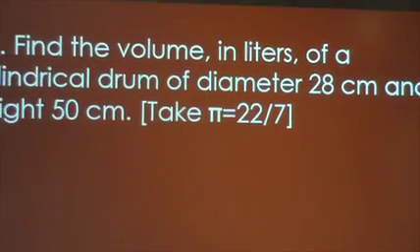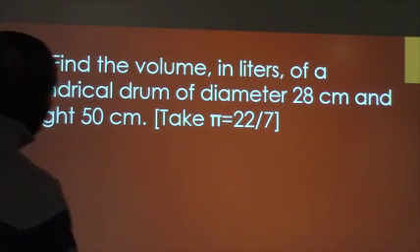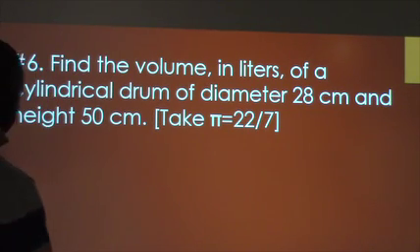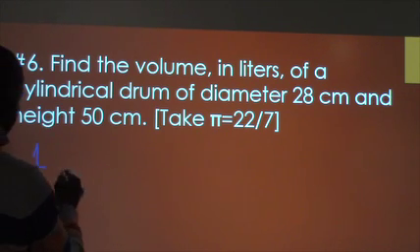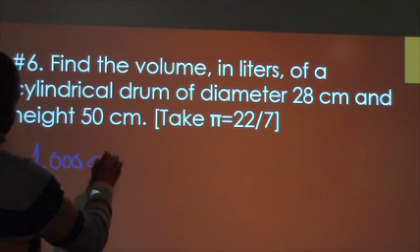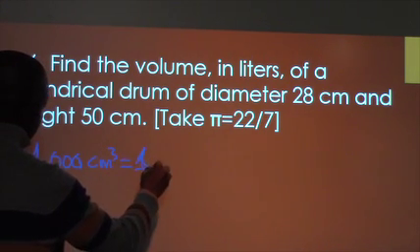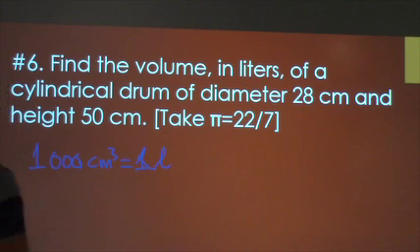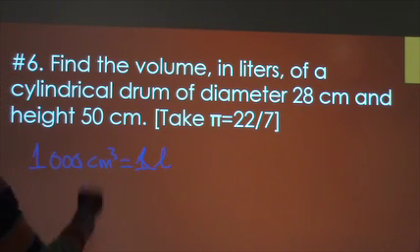Now it says find the volume in liters of a cylinder drum of diameter 28 centimeters and height 50 centimeters. Remember, 1,000 cubic centimeters is equal to 1 liter, right? So we're going to use that conversion rate. So first, let's find the volume of this in cubic centimeters.